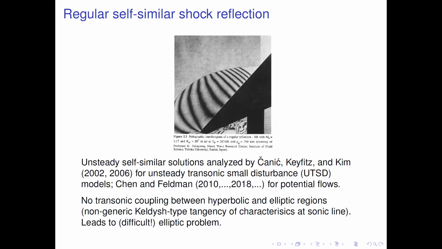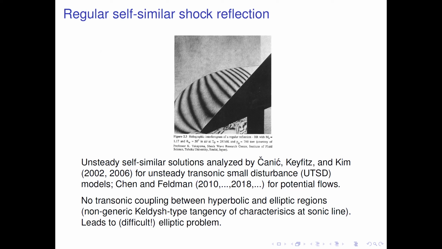So here's an experimental interferogram of a regular reflection. You can see here's the incident shock, here's the reflected shock. It's a constant supersonic state here. And then here's the diffracted wave that's generated off the corner of the wedge.